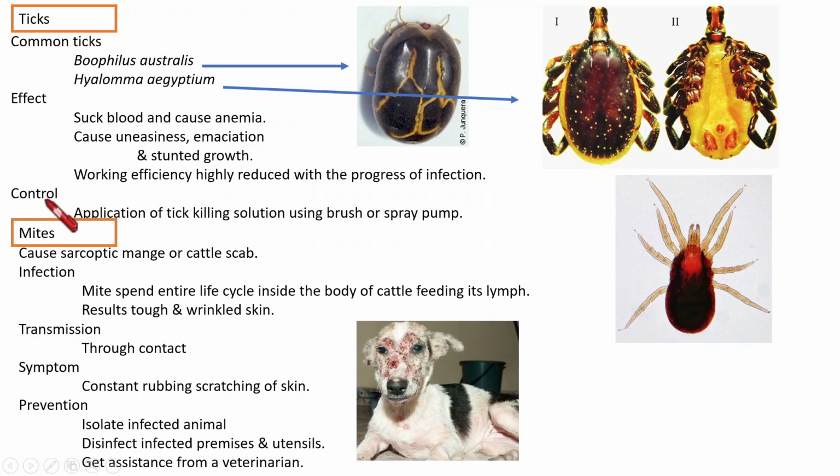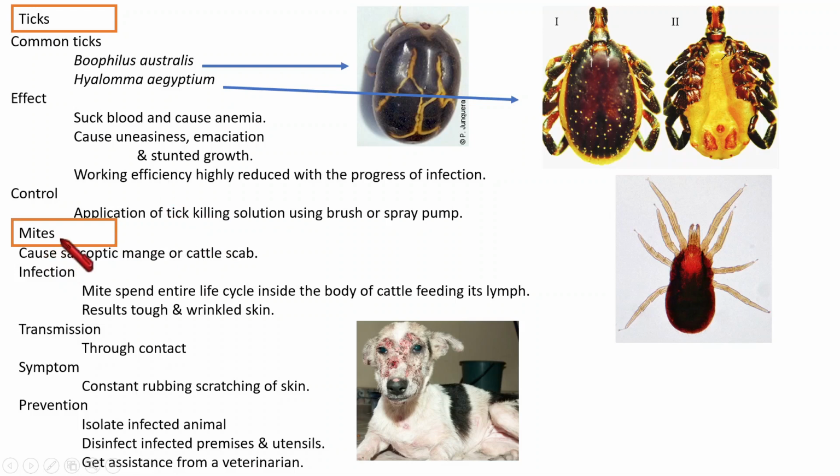Then how can we control it? By the application of tick-killing solution. How can we apply it? Using a brush or spray pump. So that is the control measure.